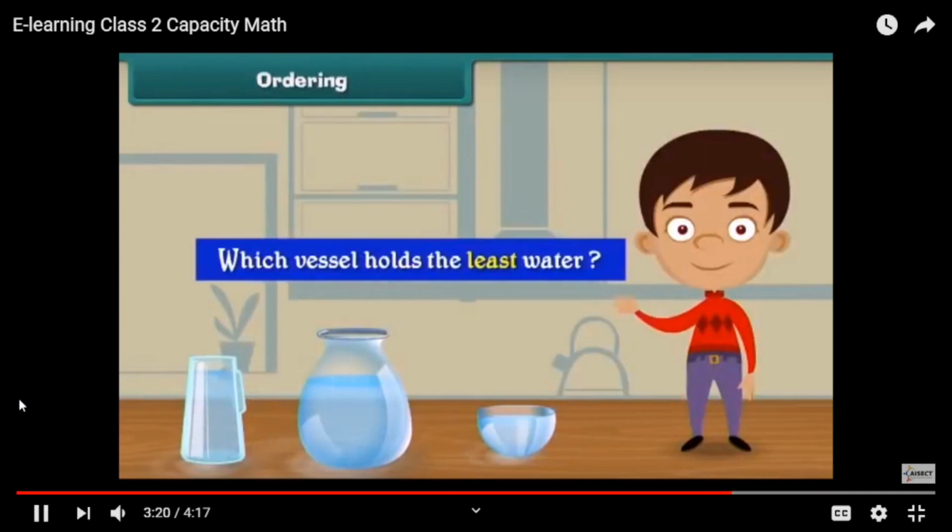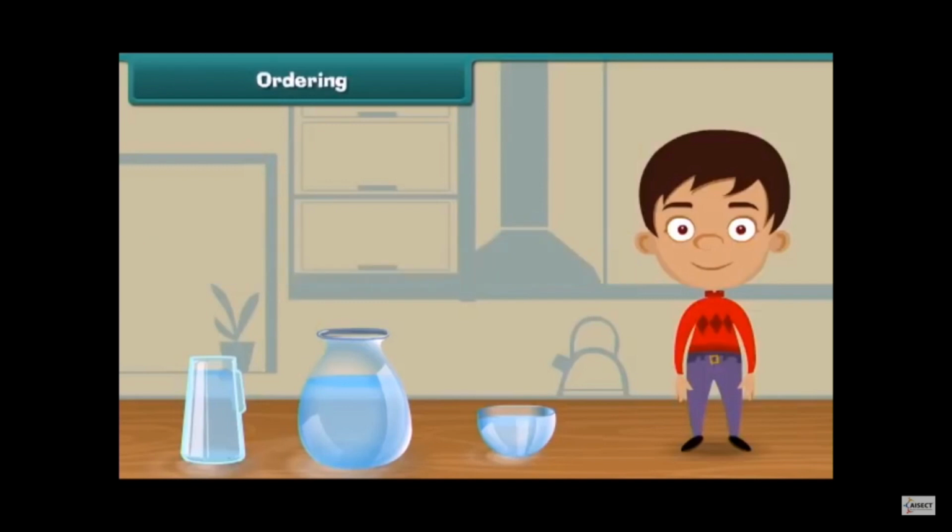Which vessel holds the least water? Yes, you are right. The bowl holds the least water. Well done. A jar holds more water than the bowl. Excellent. And the pot holds more water than the bowl and the jar.